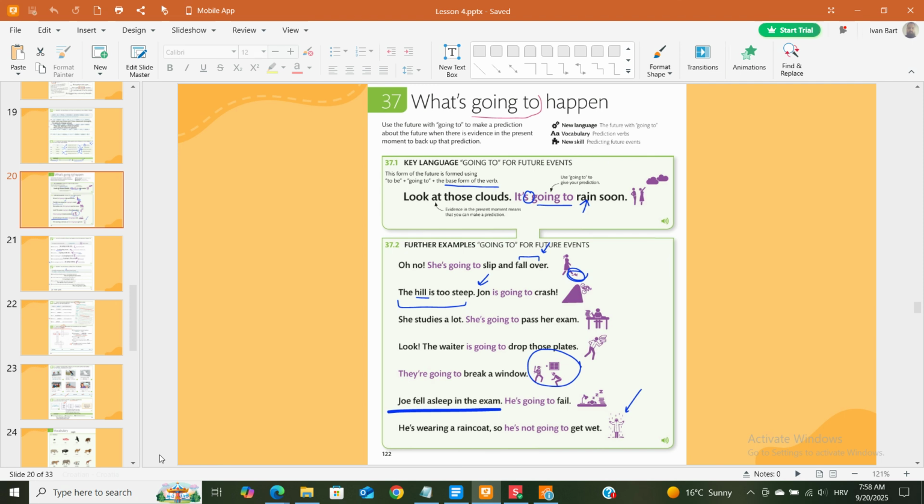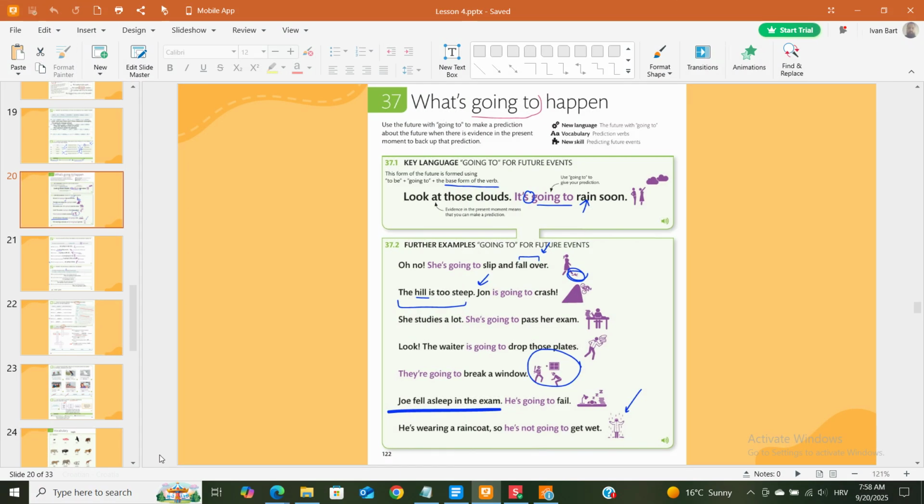This form of the future is formed using to be plus going to plus the base form of the verb. Use going to to give your prediction. Look at those clouds. It is going to rain soon. Evidence in the present moment means that you can make a prediction.